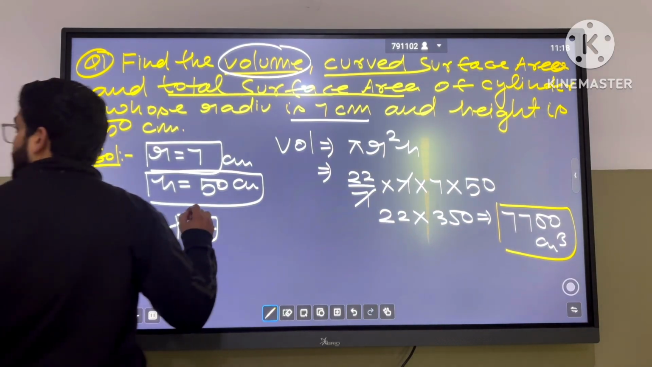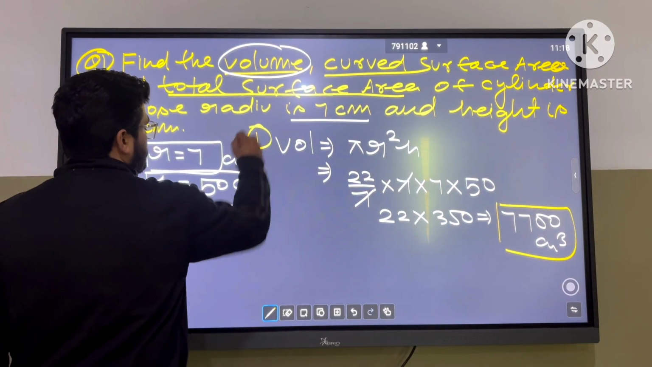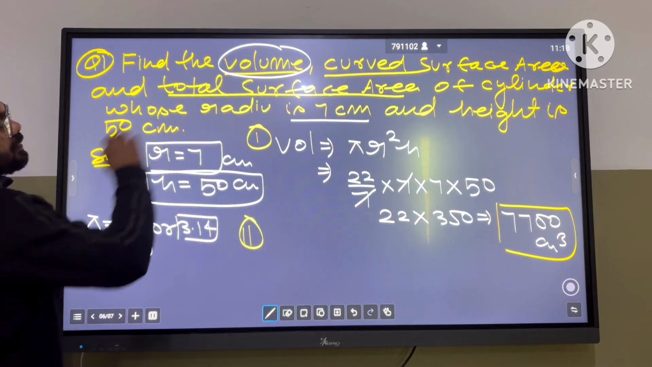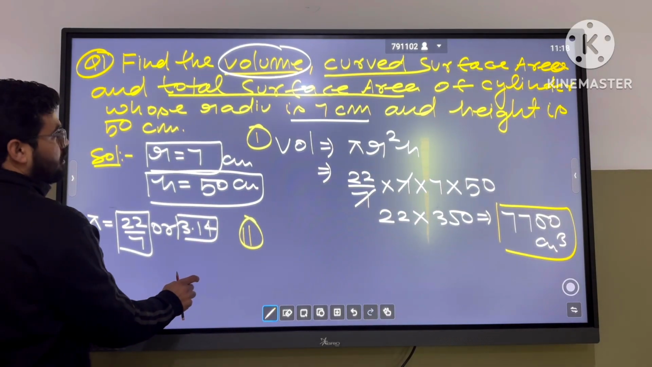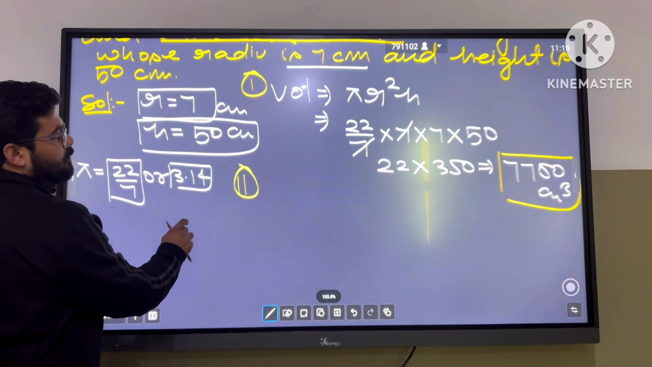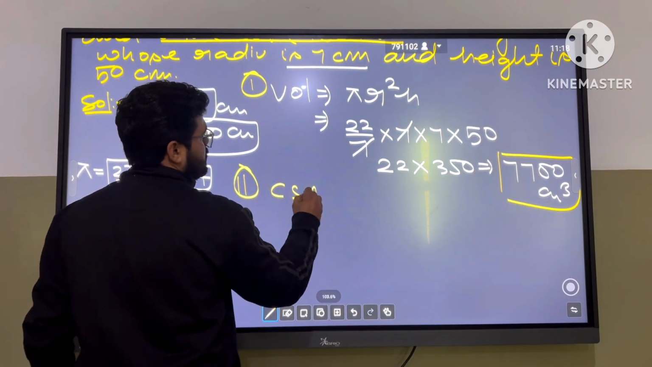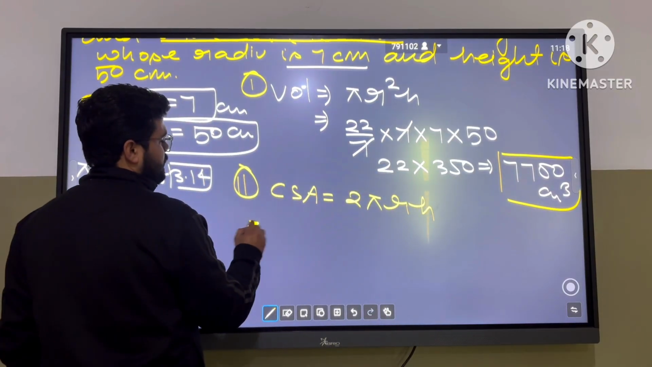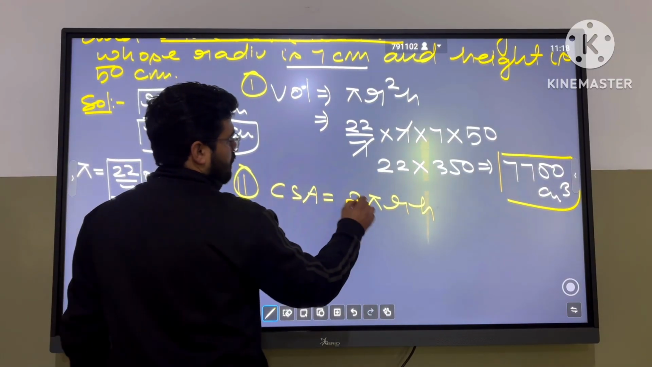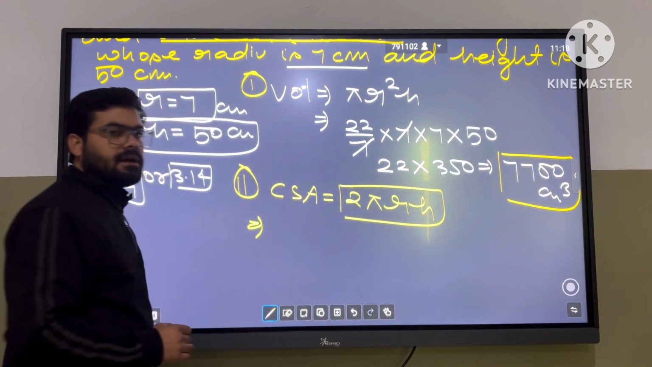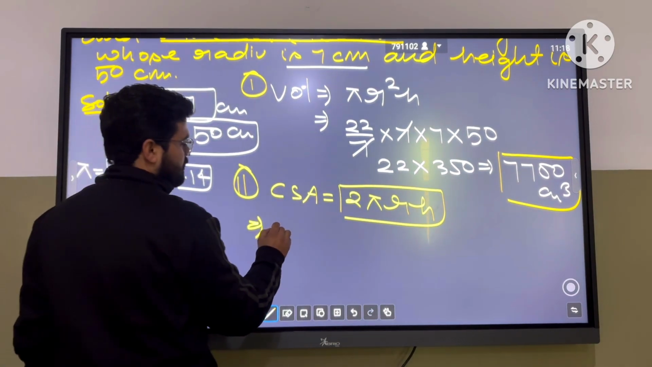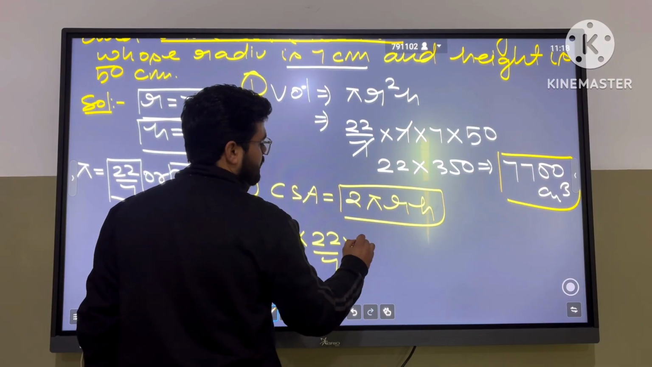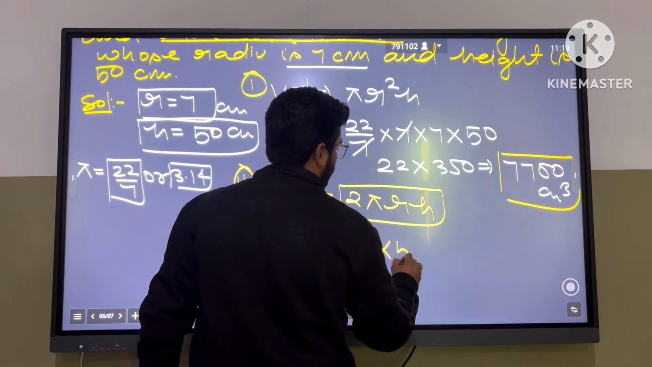Okay. The second one is curved surface area. What is the formula for curved surface area? The formula for curved surface area is 2 pi r h. 2 pi r h. 2 into pi is 22/7, r is 7, and height is 50.